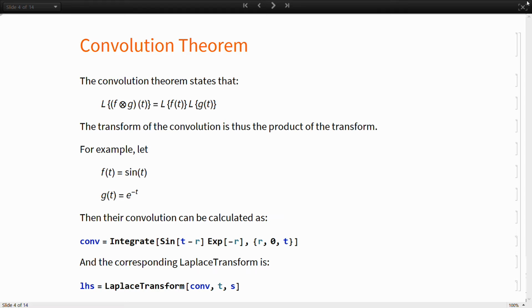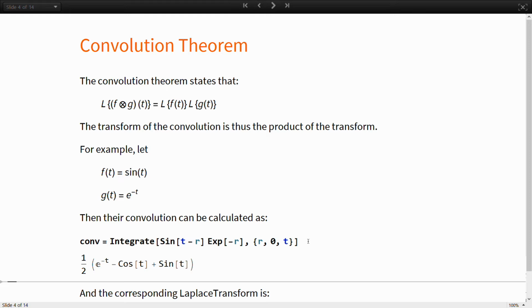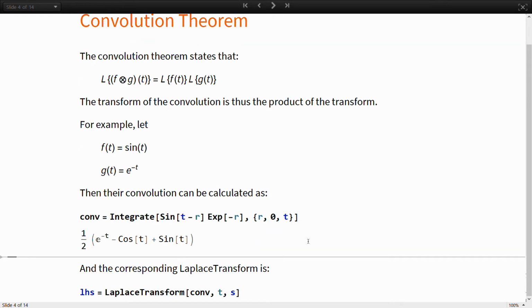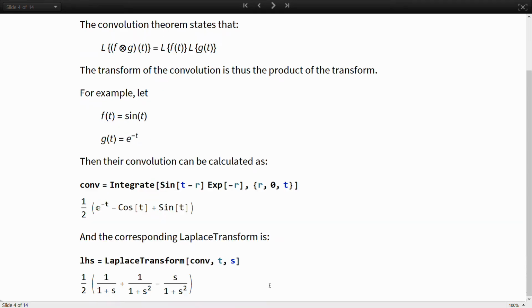The convolution theorem states that the Laplace transform of the convolution of two functions is equal to the product of the Laplace transform of the two individual functions. Let's demonstrate this equality with an explicit example using the two functions sine of t for the f function and e to the minus t for the g function. Calculating the convolution can be done with ease using the Integrate function and the definition of the convolution of two functions. With the convolution obtained, calculate the Laplace transform of that convolution. This result gives the Laplace transform of the convolution. We will now show that this result is equal to the product of the Laplace transforms of the two functions.